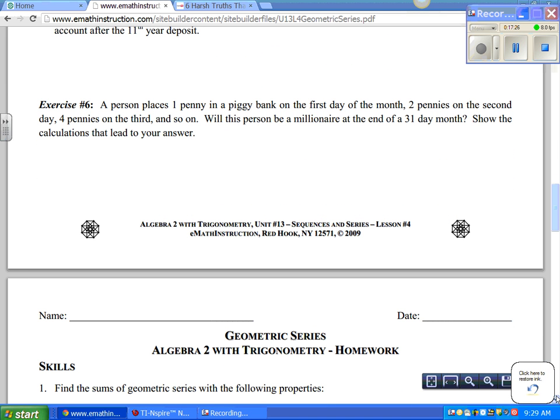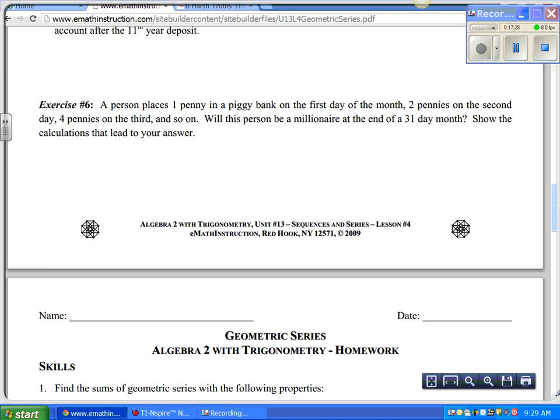All right, a person places 1 penny in a piggy bank on the first day of the month. 2 pennies on the second day, 4 pennies on the third, and so on. Will this person be a millionaire by the end of the 31st day? Show the calculations. What do I know? 0.01. Talking pennies, right? What else do I know? What's the common ratio? 2, right? All right, so we'll finish this up next class.